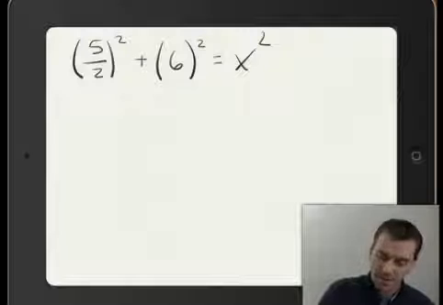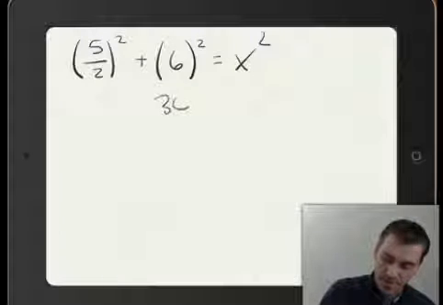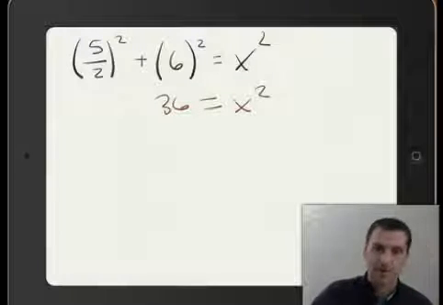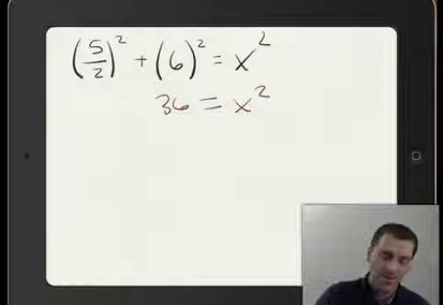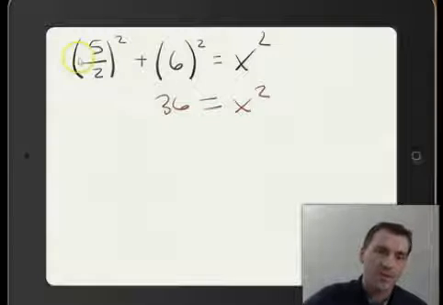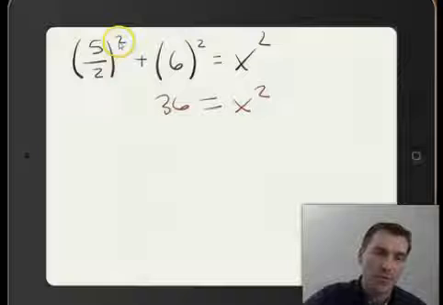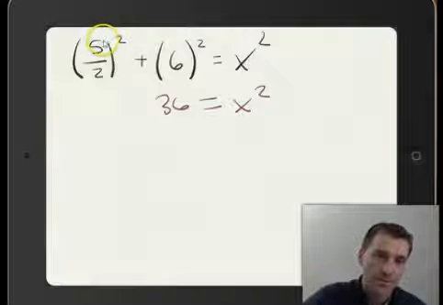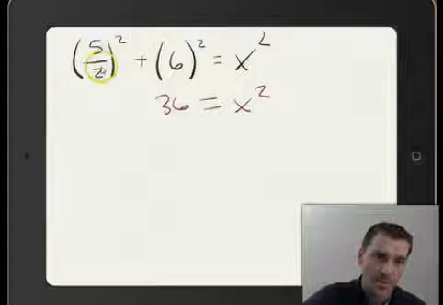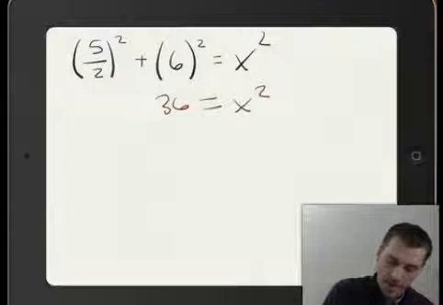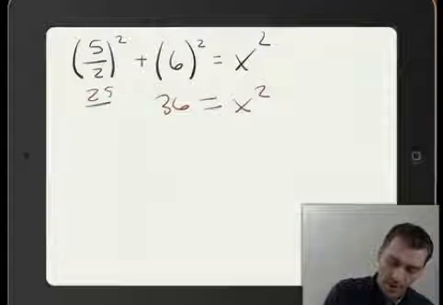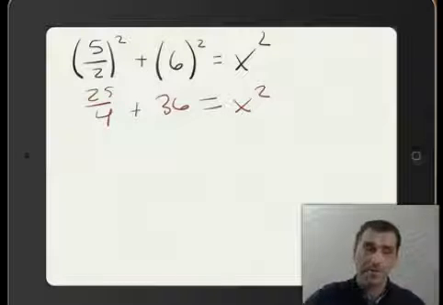So here we go. I'm going to take the 6 squared. That's pretty simple. That's going to give me 36. X squared is going to be x squared. That's a piece of cake. So what about this 5/2 squared? Well, I must distribute the 2 to that exponent and distribute the 2 to that exponent. So I square the 5 and I square the 2. And that gives me a whopping 25/4.